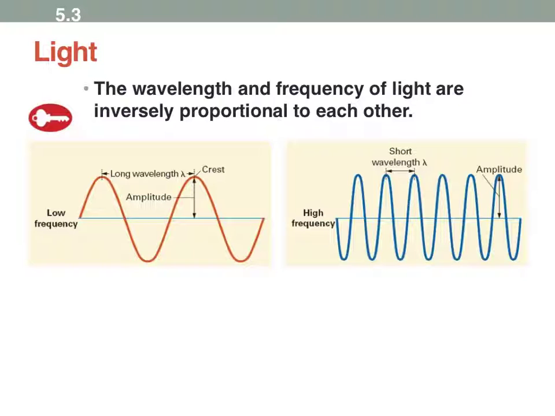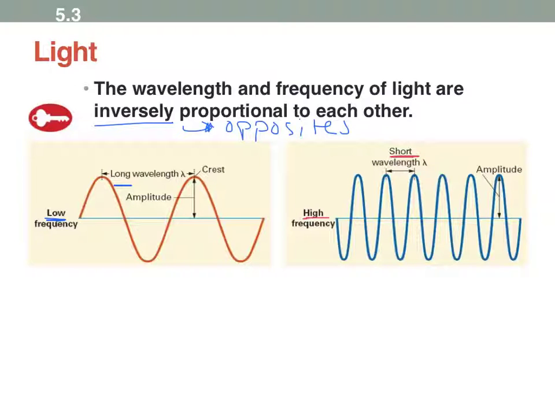So here are some examples. The wavelength and frequency are the two that we're going to zone in on, and these two are inversely proportional. I know you've heard that term before. Inverse means opposite. So when we're looking at light here, where I have a long wavelength, I have a low frequency. On the other hand, where I have a short wavelength, I have a high frequency.